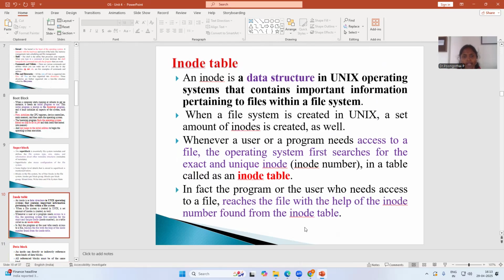What do you mean by inode table? An inode is a data structure in the Unix operating system that contains important information pertaining to files within a file system. When a file system is created in Unix, a set amount of inodes is created as well. Whenever a user or a program needs access to a file, the operating system first searches for an exact unique inode number in a table. It is called an inode table. The program or the user who needs access to a file reaches the file with the help of the inode number found from the inode table.